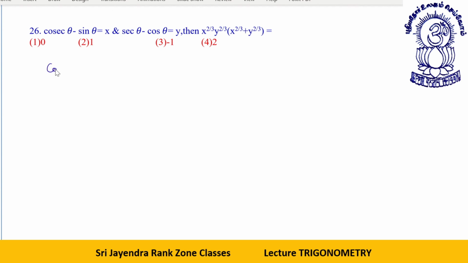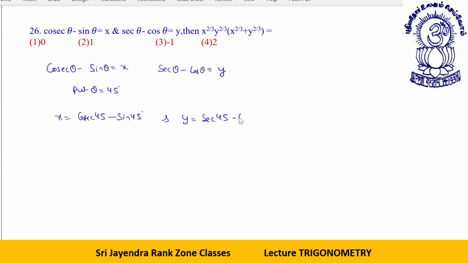Cosec theta minus sin theta is equal to x. Sec theta minus cos theta is equal to y. You have to determine the value of this. I will directly say first put theta is equal to 45. I hope you are getting a feel of how to put the values in the questions. So if I put theta is equal to 45, what will happen? x will be equal to cosec 45 minus sin 45, and y will be equal to sec 45 minus cos 45. Fine.